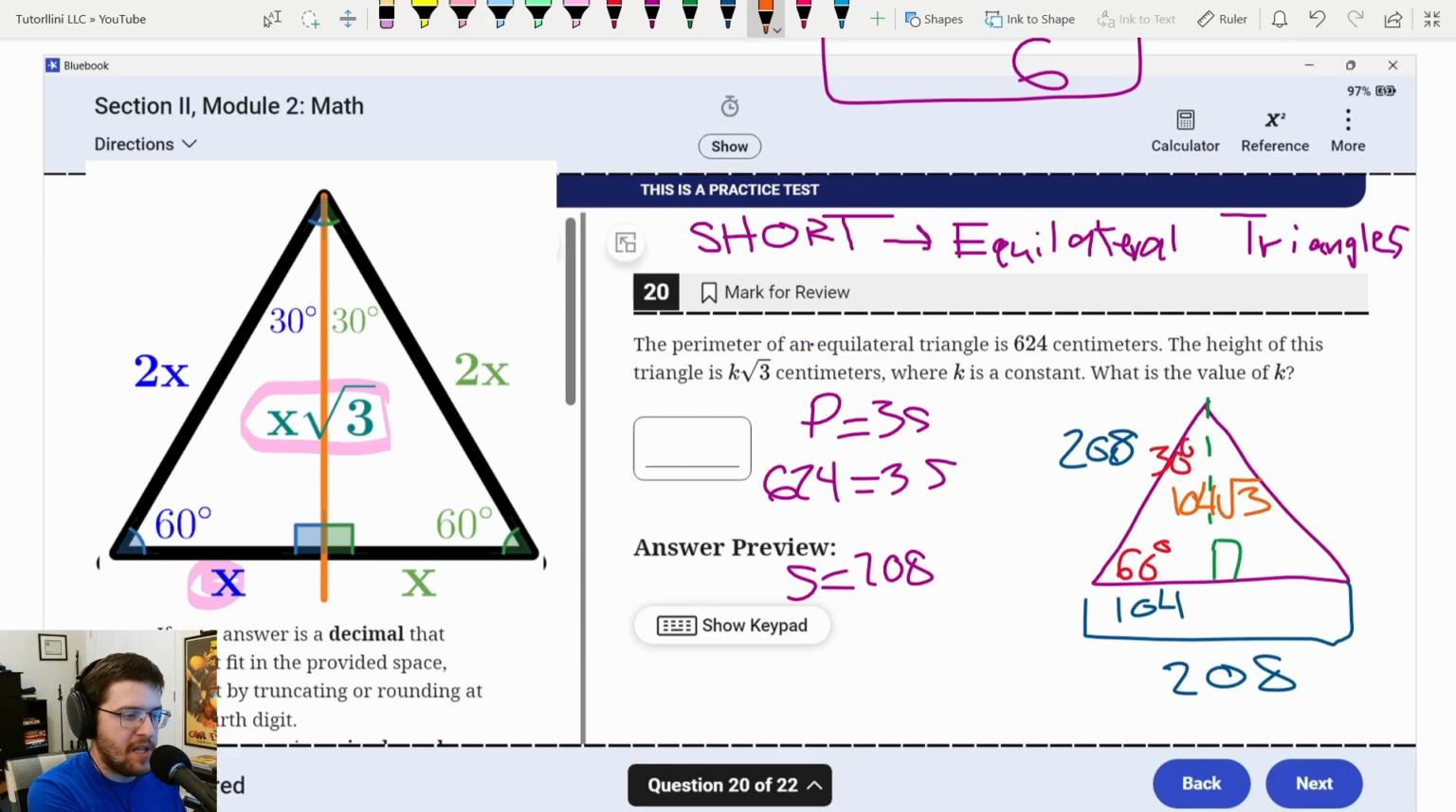And the question says that the height is k root 3. So if I write them side by side, hopefully you guys can see that the number in front of square root 3, which is 104, is our answer. And that is how we do the question.